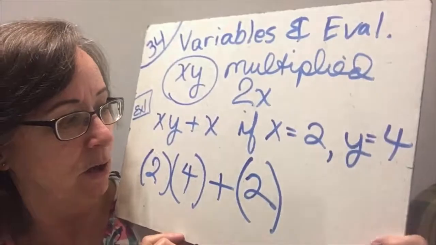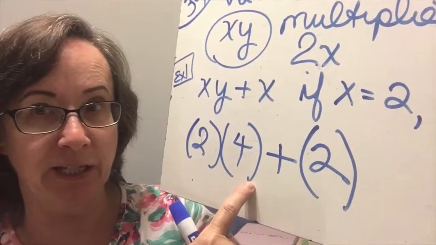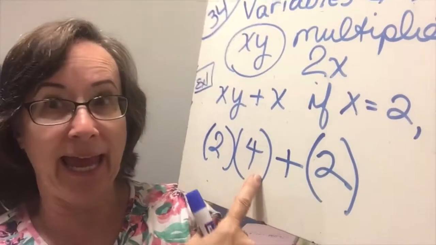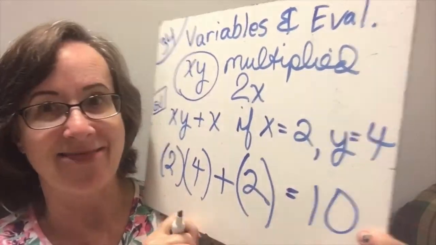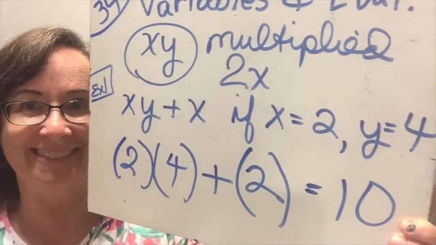Okay, so now we're always going to use our order of operations. This is multiplication, and it's a higher order than addition, isn't it? So 8 plus 2 is 10. That is the answer to the first example.